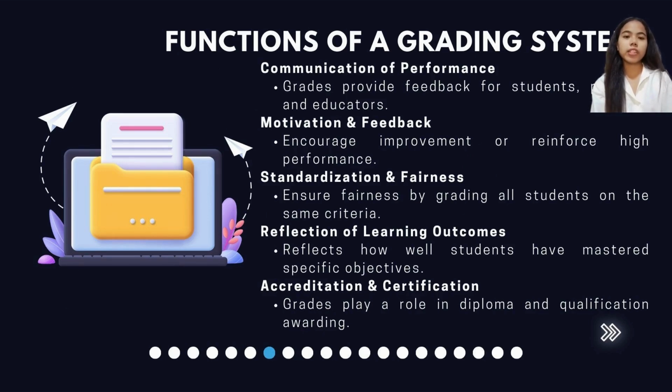Function of a grading system. Communication of performance. The primary function of a grading system is to communicate the student's performance to various stakeholders, including the students, parents, and educators. It provides a standardized way to reflect on the extent to which learning objectives have been met. Next is the student self-assessment. Grades help students assess their progress and identify areas needing improvement.